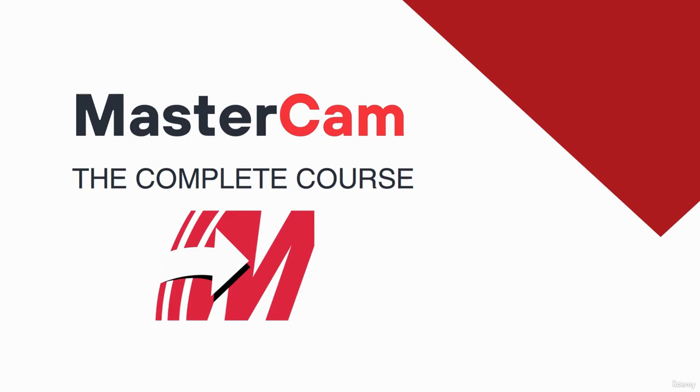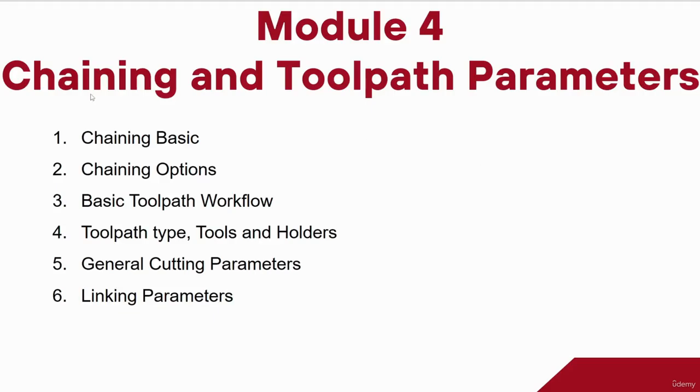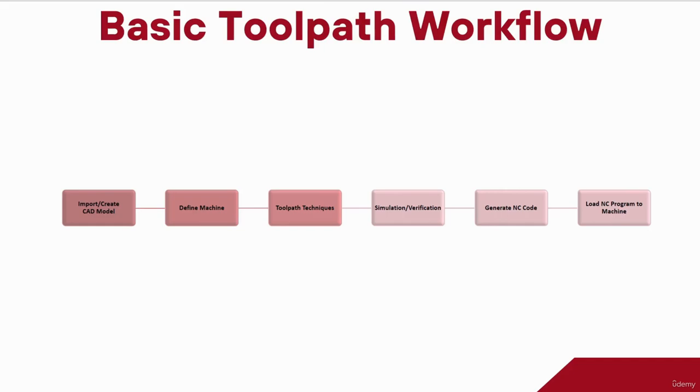I hope you are fine. We have already started module number 4, which is all about chaining and toolpath parameters. We have discussed chaining basics and chaining options in the previous videos, and also discussed how the toolpath workflow works, a little about toolpath types and tools and orders, general cutting parameters for certain toolpaths, and linking parameters. So in the previous video, we discussed the toolpath workflow.